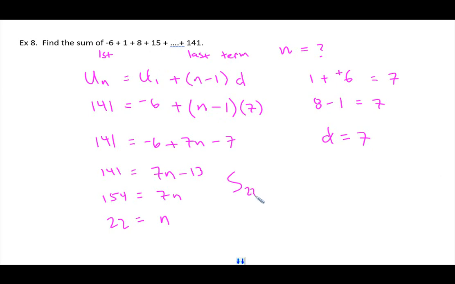So if I want to find the sum of the 22 terms, S sub 22, the sum of the 22 terms is going to equal 22 divided by 2, I'm just using the sum formula, times the first term, -6, plus the last term, which is 141. So I throw all this in the calculator. This is 11, this is going to give me 135. So 11 times 135, I get 1,485. So the sum of the 22 terms is 1,485. Okay.